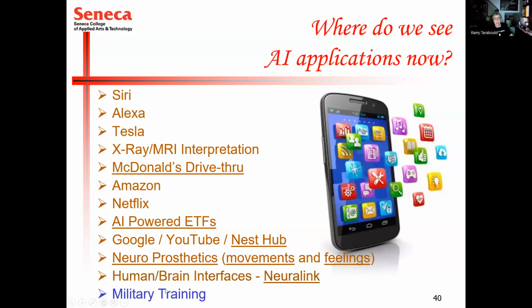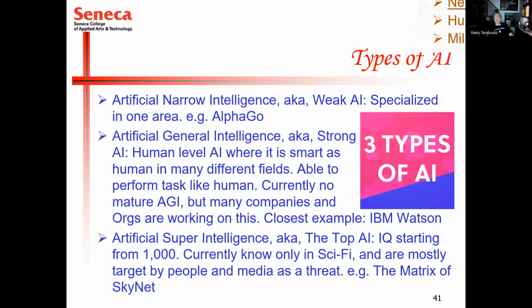I did not talk about military training, but AI is used extensively in the military. And I would say that the military potentially is the biggest user of AI in the world. There are three different types of AI. There is narrow artificial intelligence, or artificial narrow intelligence, which is what we have right now. There's specialized AI that's specialized in one single area. For example, AlphaGo that beat the world champion in Go. That's an example of that.